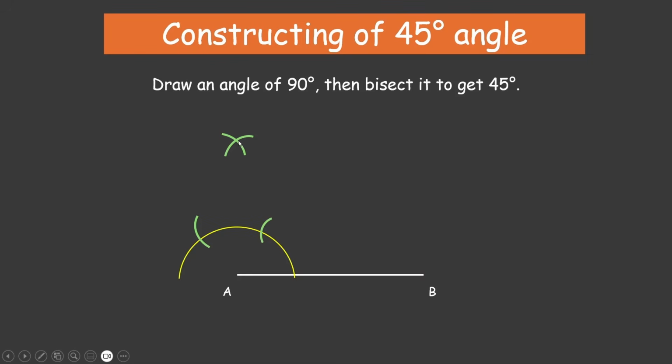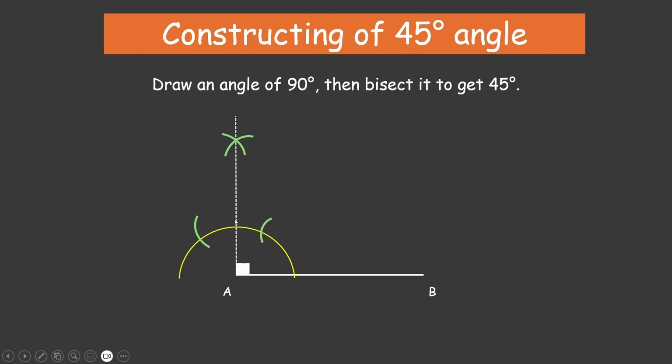Now we will join this intersection point and A. And this makes an angle of 90 degrees. So this is 60, this point is 90 degrees, this is 120 degrees. Okay. Now we need to bisect this angle.